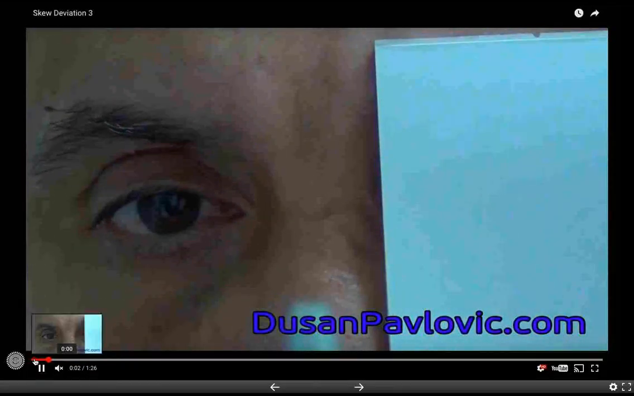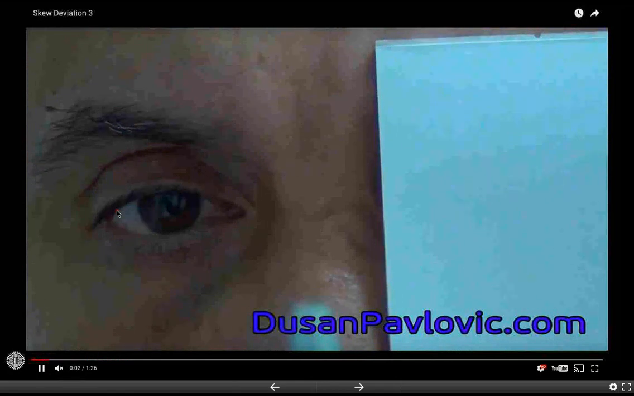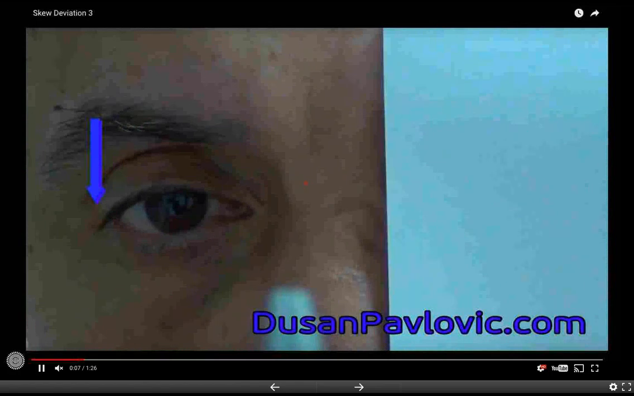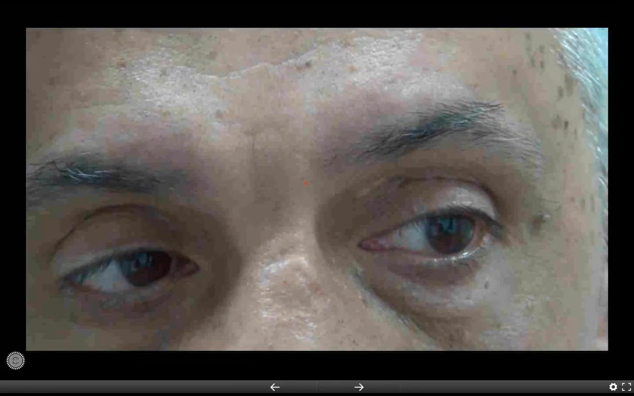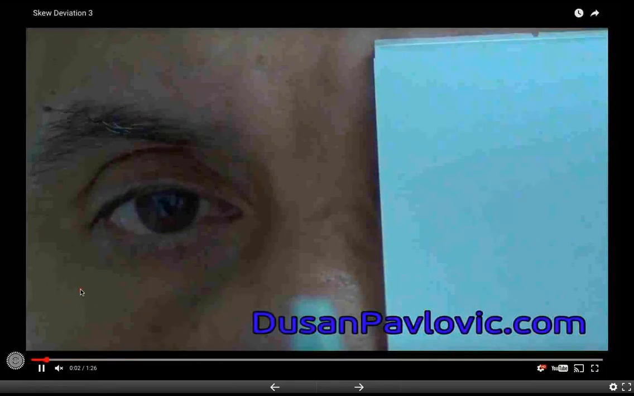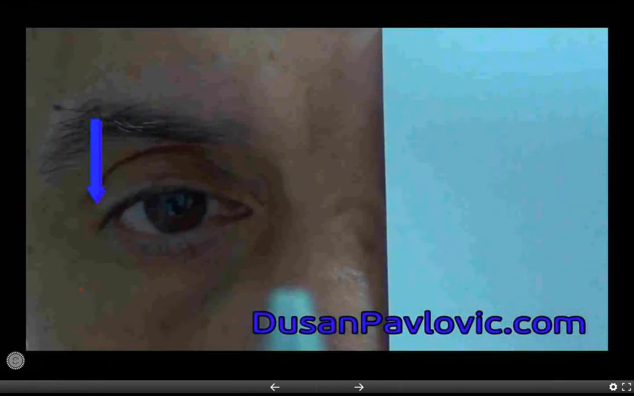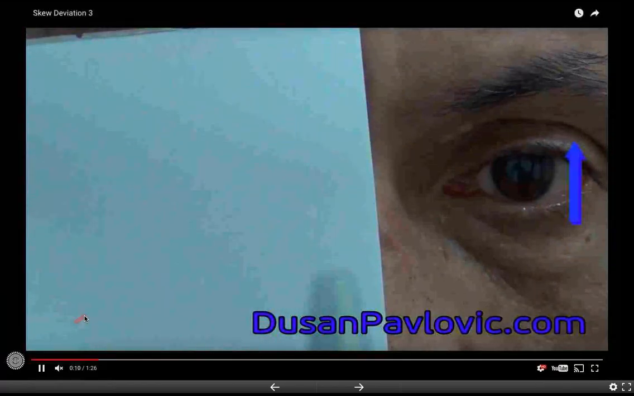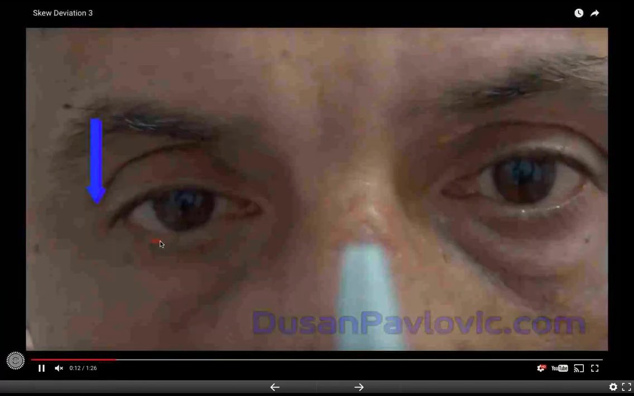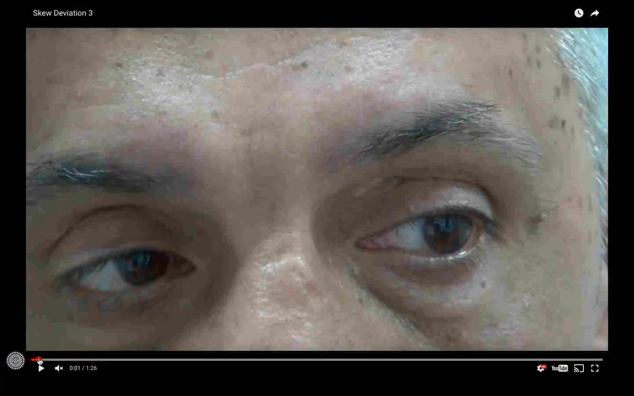All right, and so this is called cover-uncover, and it tells us that when we take away the cover, the eye was moving underneath its cover due to imbalanced tone in the eye muscles, and then that is corrected when the patient tries to visualize the target in front of them. So this tells us that we've got a vertical skew deviation in this particular patient, and it's related to depressors and elevators of the eye.